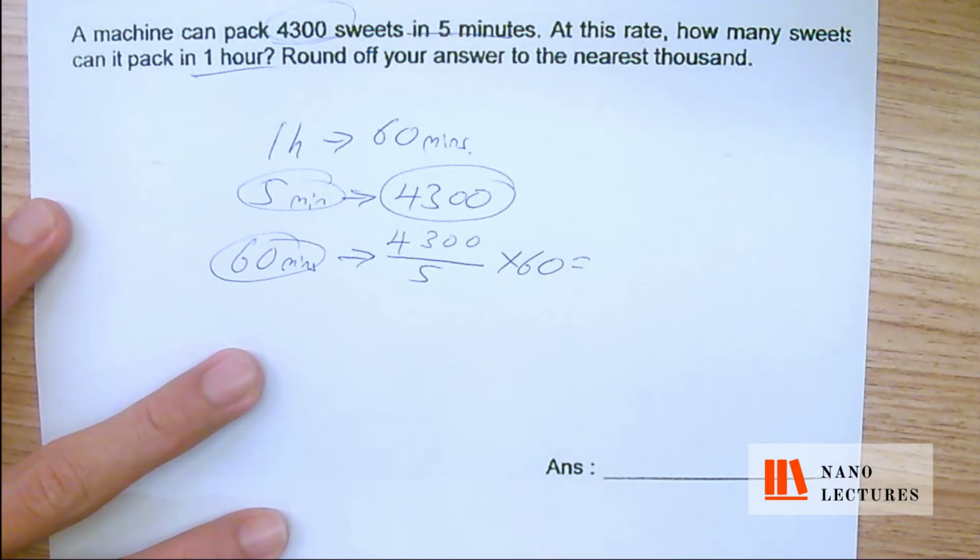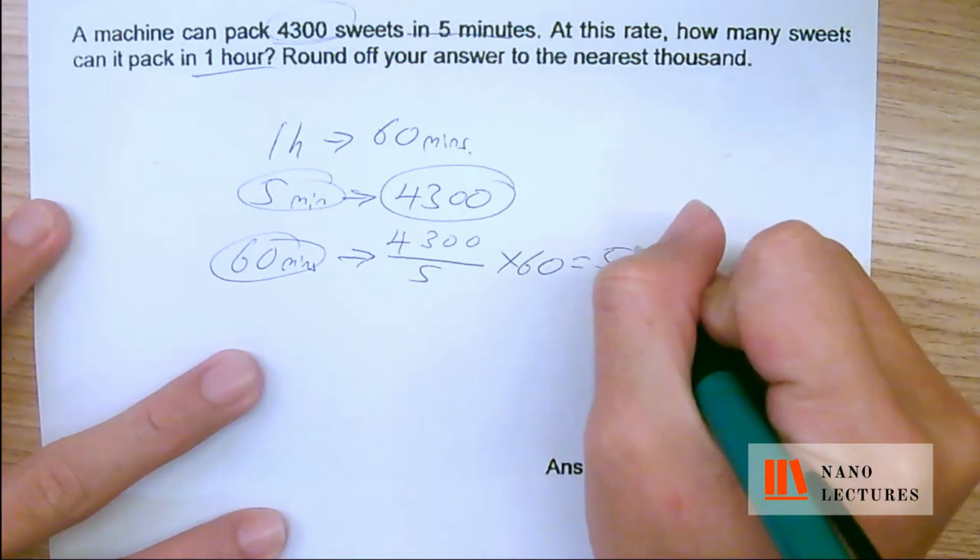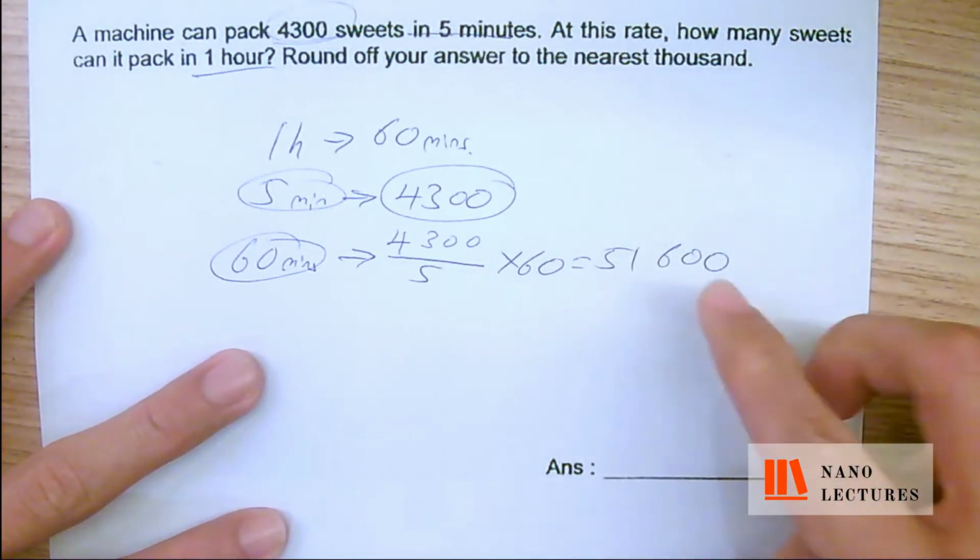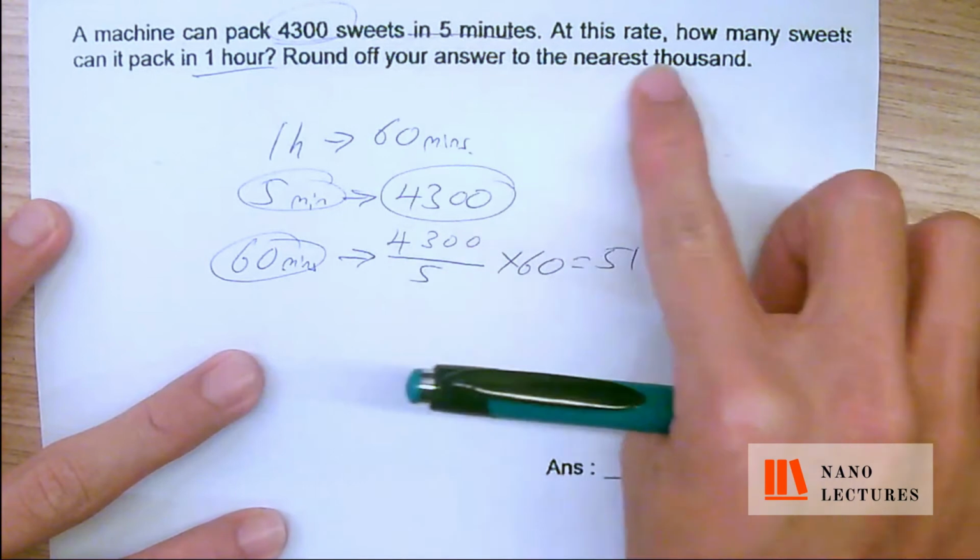Give me a second. Where is my calculator on my phone? Okay, so 4,300 divided by 5 multiplied by 60 will give us 51,600. They say round off your numbers to the nearest thousand.